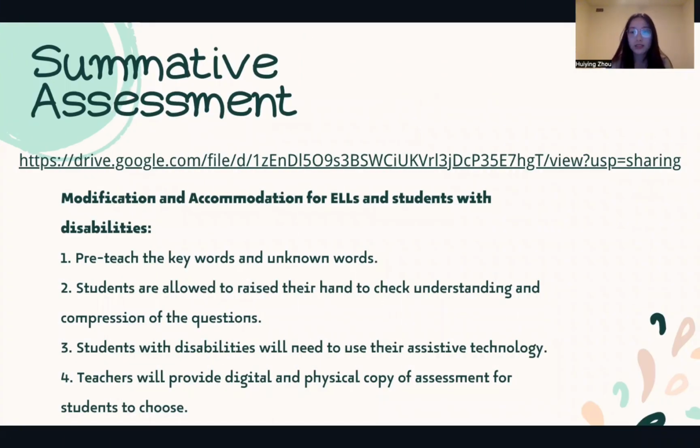For grade 3 students, the summative assessment for each standard won't be too long. It's just 5 to 8 questions. So here's the example.